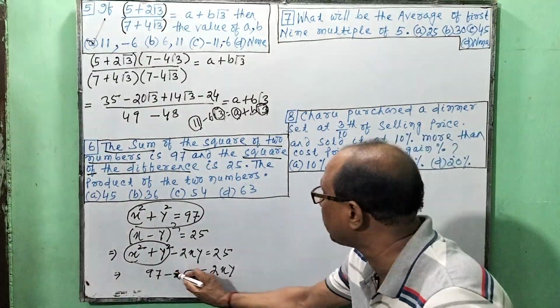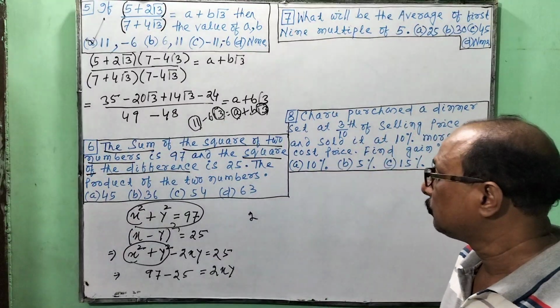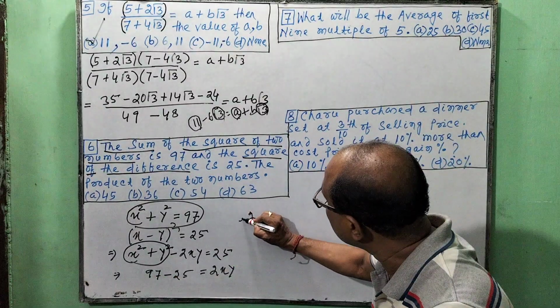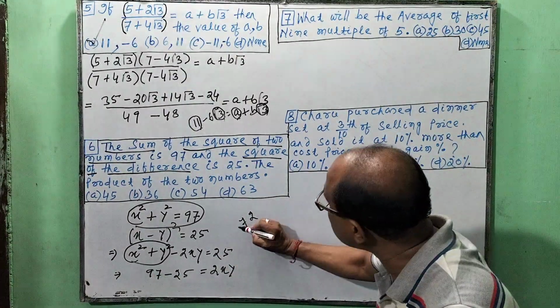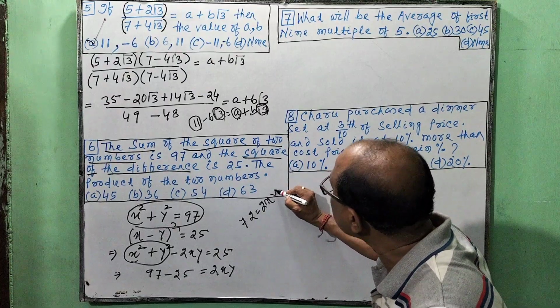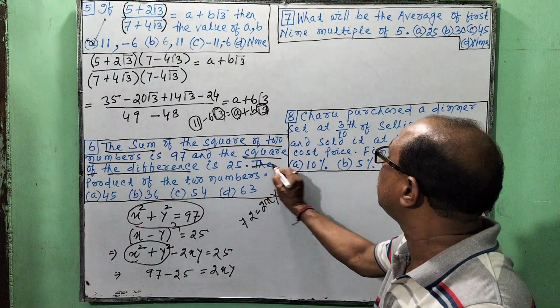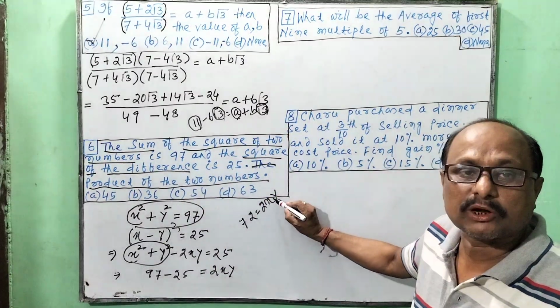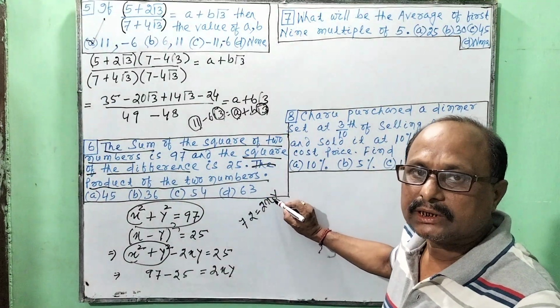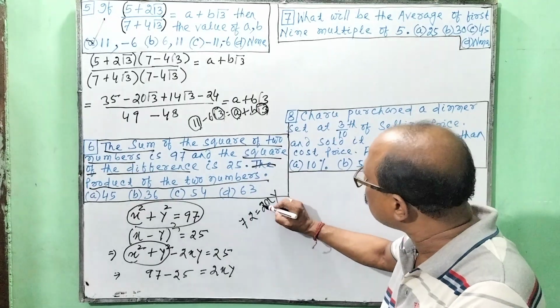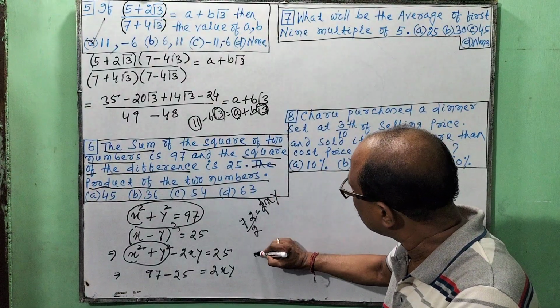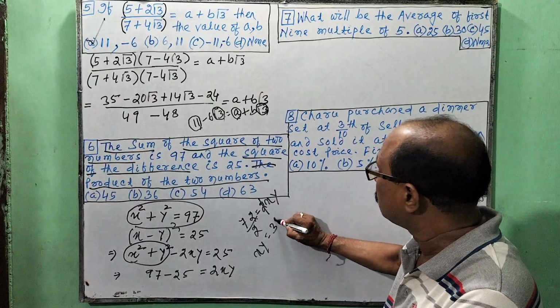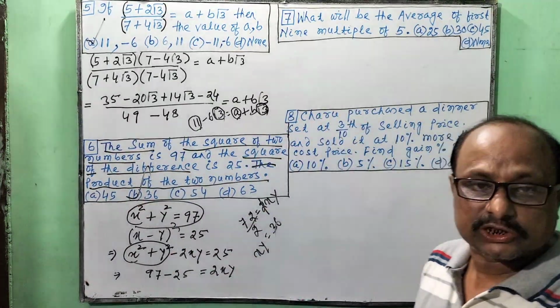So 97 minus 25 is 72, which equals 2xy. What is the question asking? The product of the two numbers. The product of the two numbers is xy, because we let x be one number and y the other. So xy is 36. So the answer is 36.